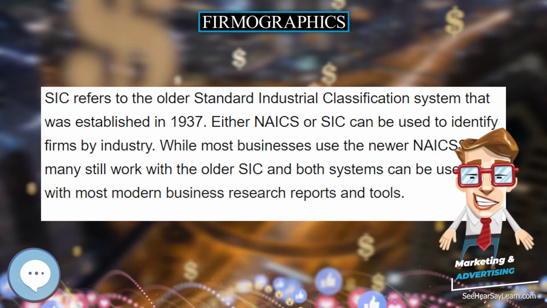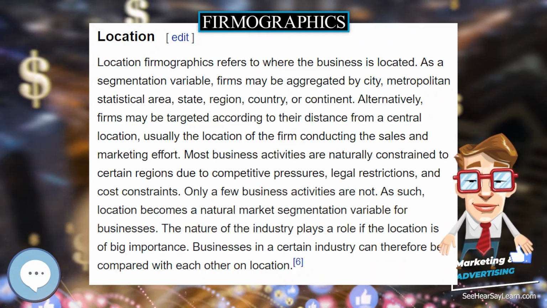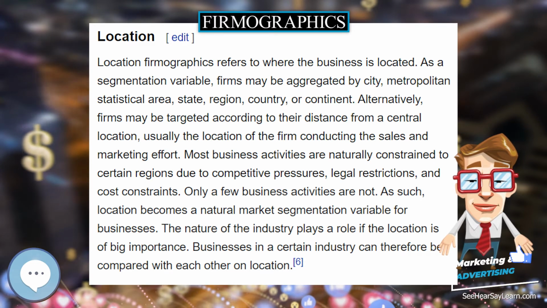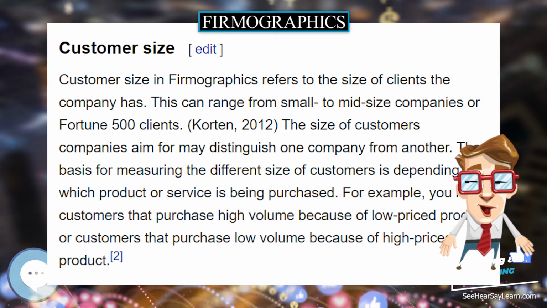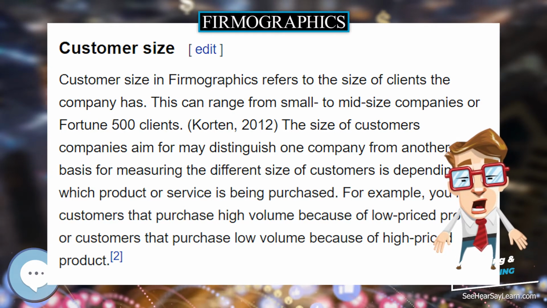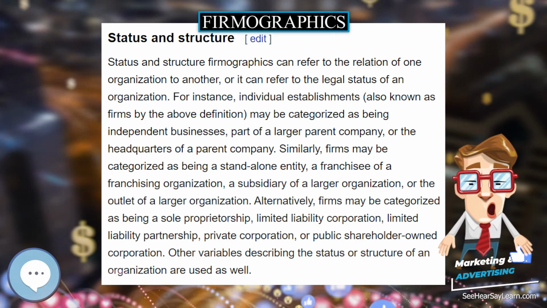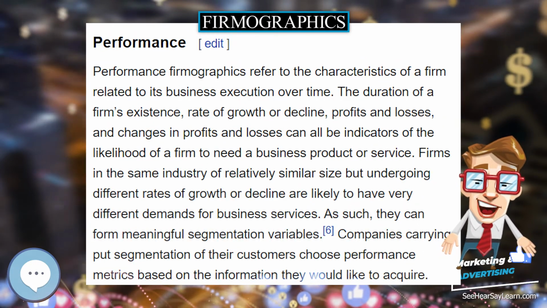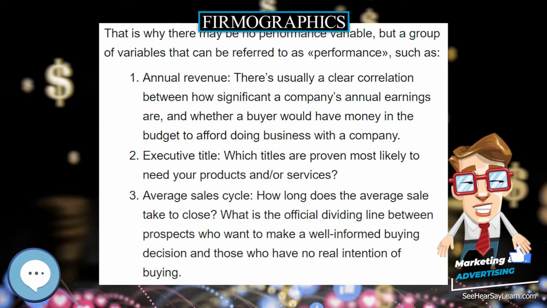Location. Location firmographics refers to where their business is located. As a segmentation variable, firms may be aggregated by city, metropolitan statistical area, state, region, country, or continent. Alternatively, firms may be targeted according to their distance from a central location, usually the location of the firm conducting the sales and marketing effort.